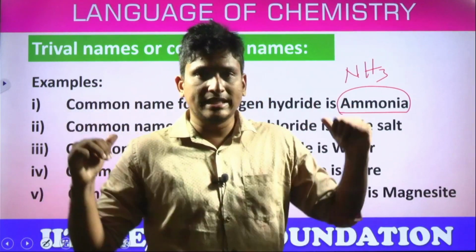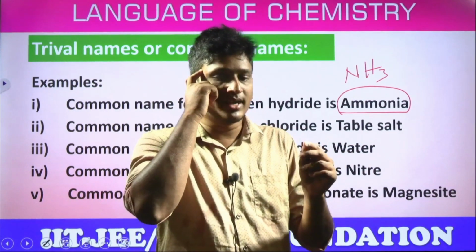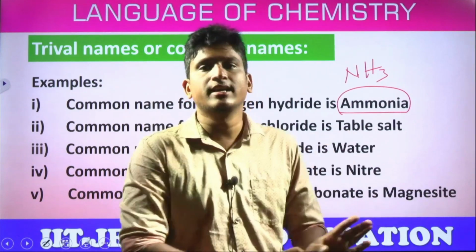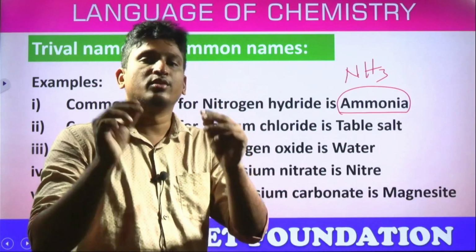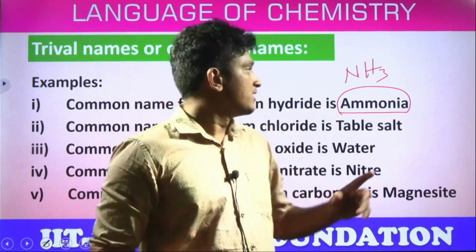So we are following all these rules now, students. While writing NH3, what is the first thing which comes to your mind? Sir, it is nitrogen trihydride, and why are you calling it ammonia? That's the reason why we have this slide. Some compounds we don't pronounce by their chemical names, we follow their common names. So this is ammonia.